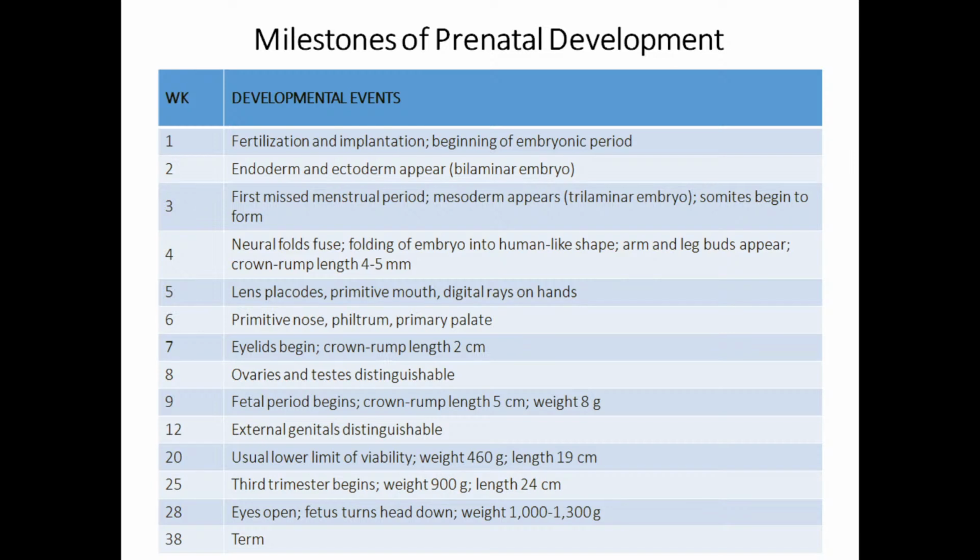The fourth week, neural folds fuse, folding of embryo into human-like shape, arm and leg buds appear, crown rump length about 4-5 millimeters. The fifth week, lens placodes, primitive mouth, digital rays on hands. The sixth week, primitive nose, philtrum, primary palate.